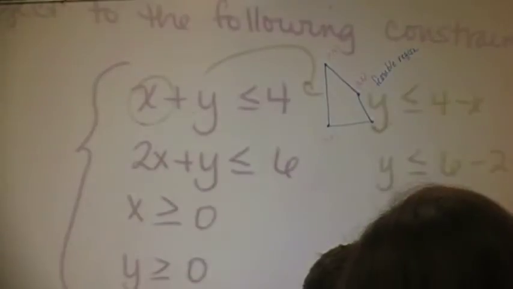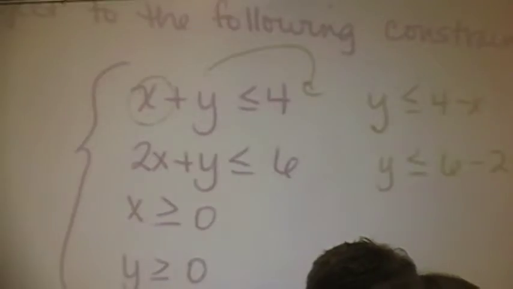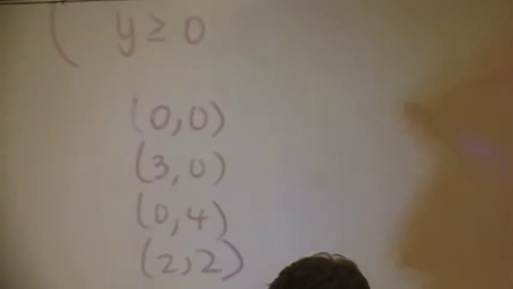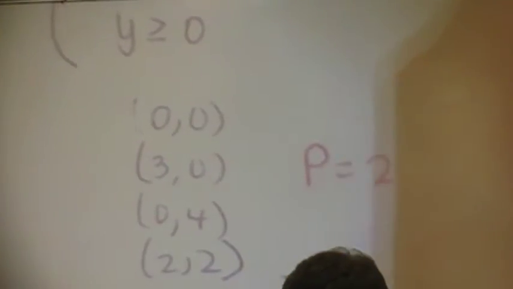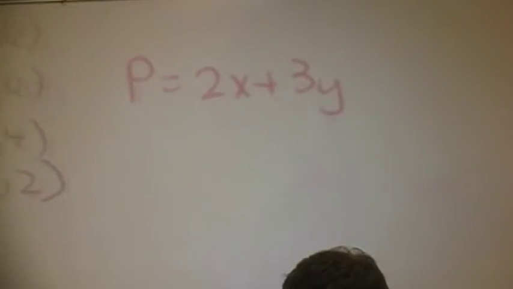So now what I'm going to do is maximize, find out which one of those 4 ordered pairs is going to give me the highest number. So you take the 4 ordered pairs: 0, 0, 3, 0, 0, 4, and 2, 2. You plug them into the profit equation, the P equation that they gave you earlier. They gave me P equals 2x plus 3y. You just plug each one in, and you're just looking for the one that gives you the biggest number.